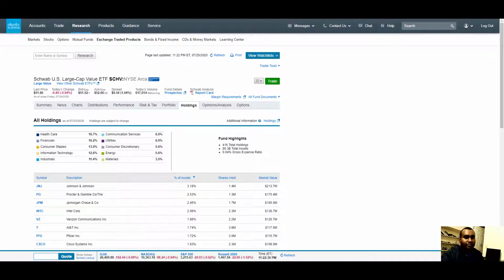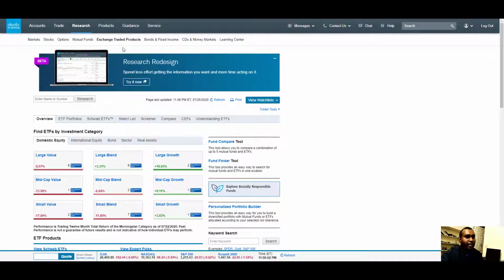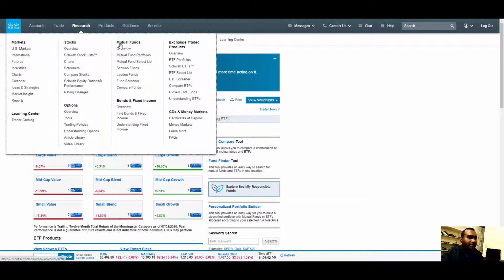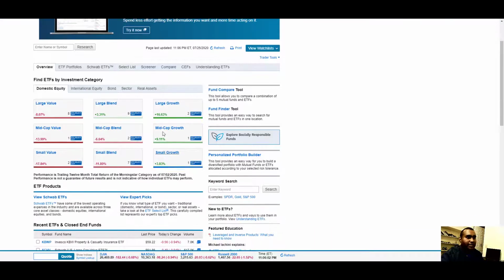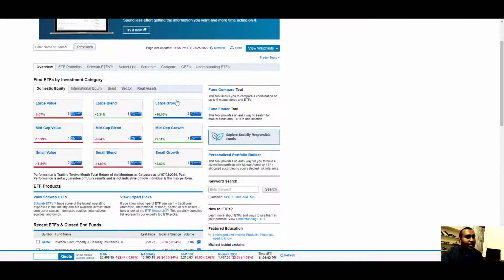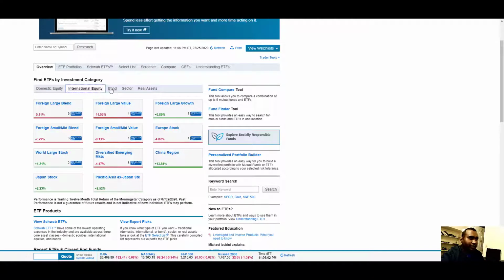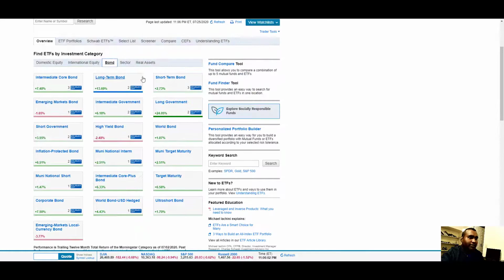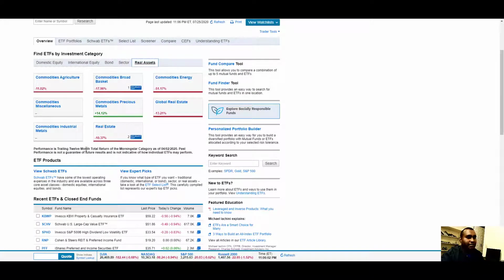Another cool thing, I'm pretty sure you'll find it valuable. If you have Schwab, this is obviously free, and you go on their research, right now I have clicked on their ETF, and this is how I'm looking at the ETF. Let's say you didn't know any of the ETFs, you can actually look at other ETFs and see what's going on. You can look at small, mid, large companies, domestic, or even internationally. You can look at bonds right here, and real assets. These are the commodities, like let's say real estate.